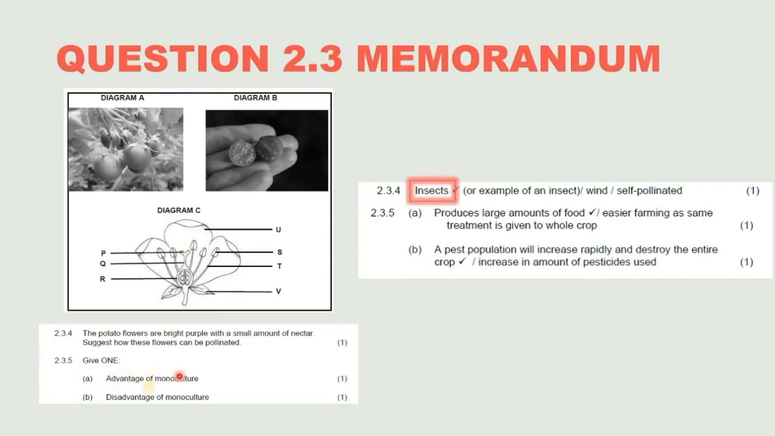Then an advantage of monoculture and a disadvantage. So the advantage is that you can produce a large amount of food and the farming practices are very easy. Then a pest population will increase rapidly and it destroys the entire crop. And it also increases the amount of pesticides that you have to use. So with monoculture, it also depletes specific nutrients in the soil that the farmer has to work back into the soil, and that will cost quite a lot of money.